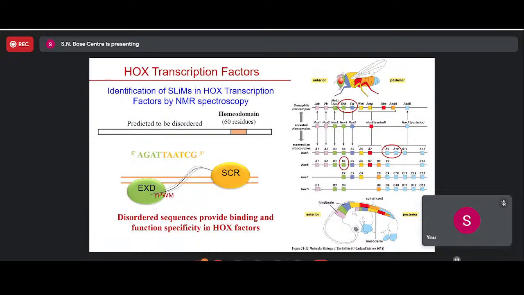So it turns out that this disordered part, of course, helps in recruitment of other proteins. Some of them are also transcription factors. We started working with a particular partner protein that is known. So these are the proteins, and SCR is a Hox protein, and extradenticle is a partner protein. So the recruitment of this partner protein is driven by this disordered region, right? How the partner protein is recruited by this disordered region is what defines the function of each of these proteins.